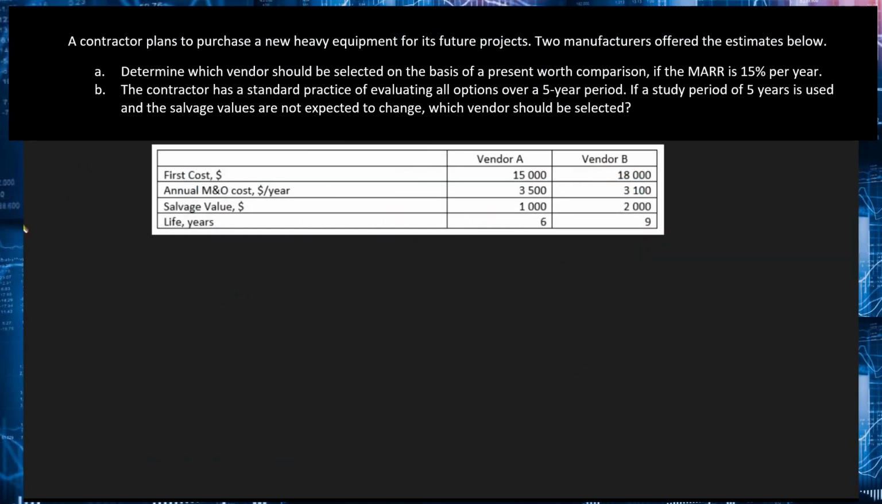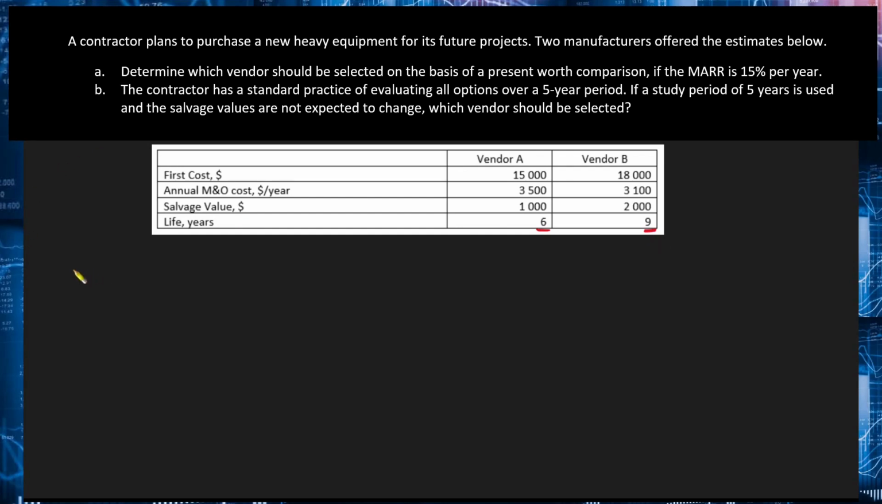A contractor plans to purchase a new heavy equipment for its future projects. Two manufacturers offer the estimates below. So, for vendor A and then vendor B, we have the first cost, annual maintenance and operating cost, salvage value, and the life of each equipment offered by the two vendors. First question, determine which vendor should be selected on the basis of a present worth comparison if the minimum attractive rate of return is 15% per year. Second, the contractor has a standard practice of evaluating all options over a 5-year period. Now, if a study period of 5 years is used and the salvage values are not expected to change, which vendor should be selected? Take note na yung vendor A has an expected life of 6 years. And then yung second vendor naman, vendor B, 9 years yung life niya.